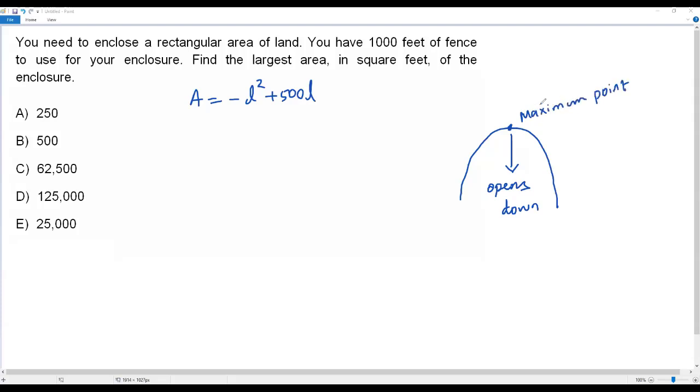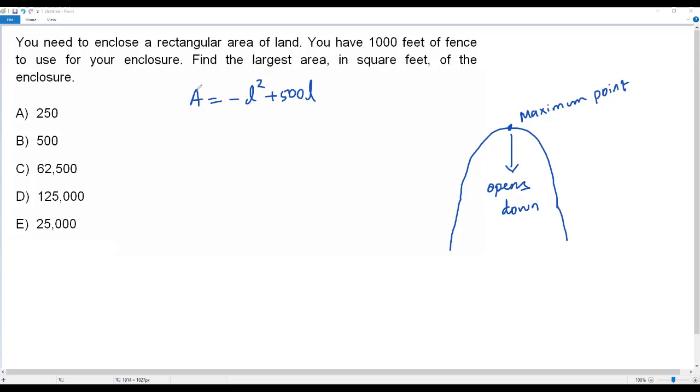So this vertex is a maximum point. Whenever the parabola opens down, we'll have only a maximum point and not a minimum point. We cannot predict the minimum point because the parabola keeps going down, so we'll not be able to find where it ends. So since the parabola opens down for this quadratic function, it will have only a maximum value for A, that is the largest area.